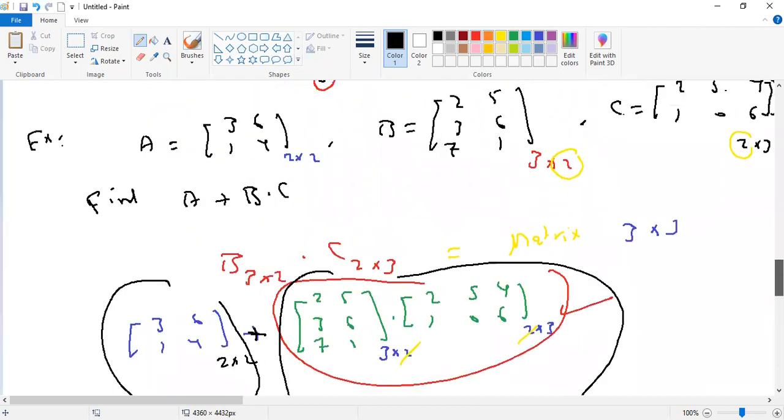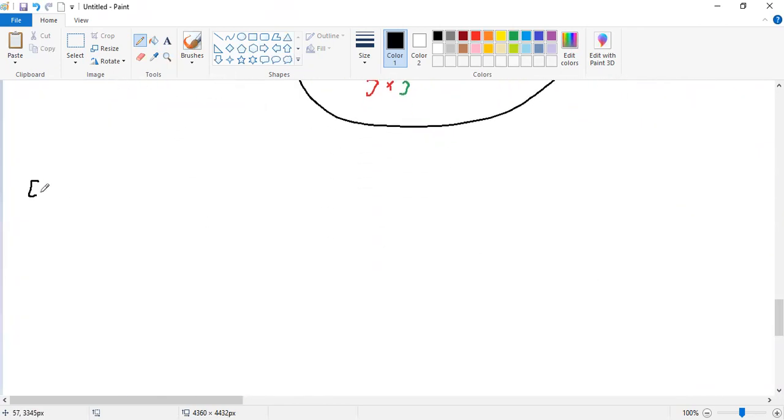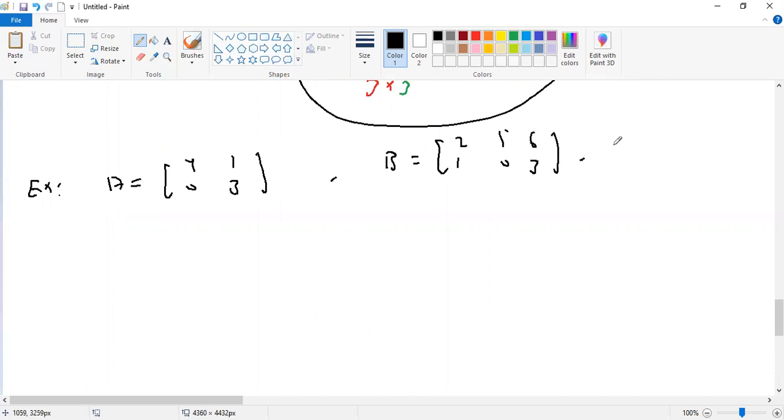Yes, it can. Say, for example, look here. I have a as 4, 1, 0, 3, and I want to multiply by b. For example, b is 2, 5, 6, 1, 0, 3. And I multiply by c. What is c? Let us say c is 2, 1, 0, 4, 1, 0, 5, for example. Now the question is: find a plus b times c.